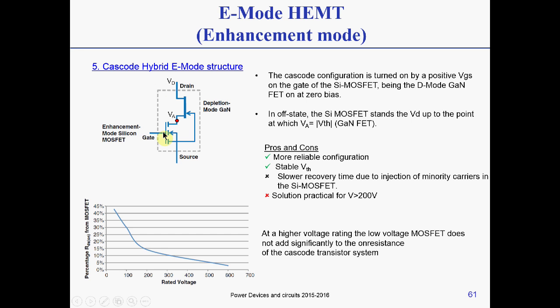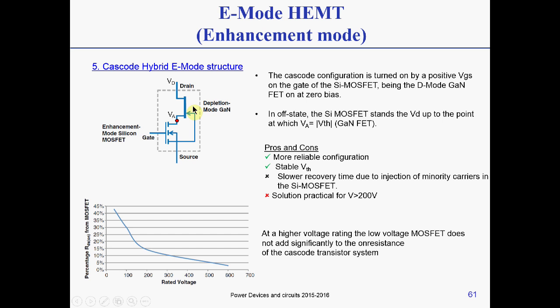So if we start from a zero bias condition, this is on, but this is off, so you don't have any current flowing in the pair GaN silicon, so the device is off. As long as you switch this on for the VGS higher than the threshold voltage of the silicon based device, then you have current flowing. Of course, if you apply a positive voltage on the drain, you have a current flowing because the GaN device is on already.